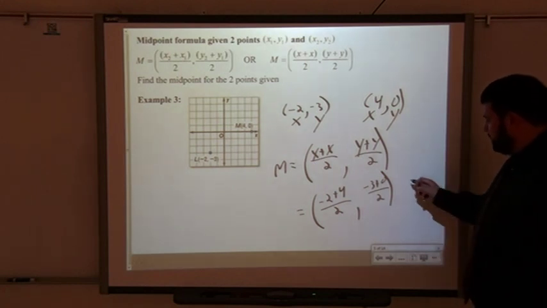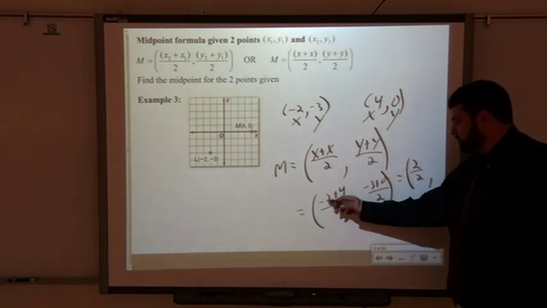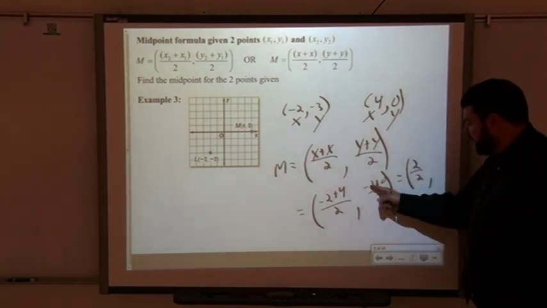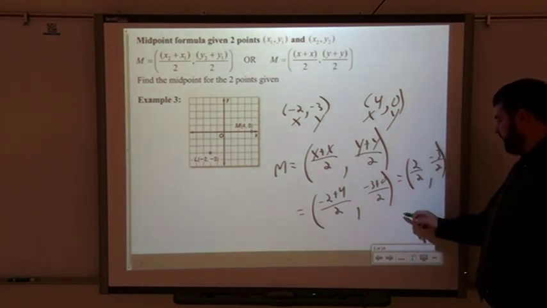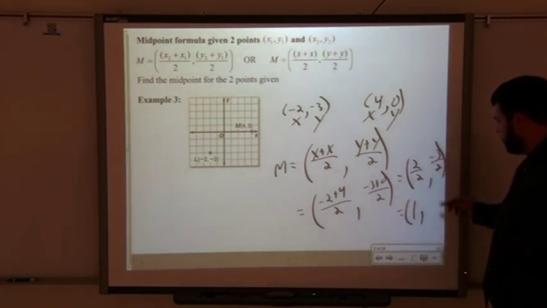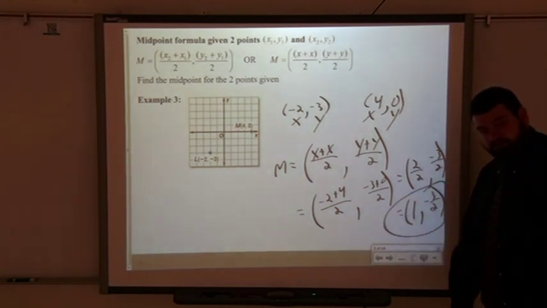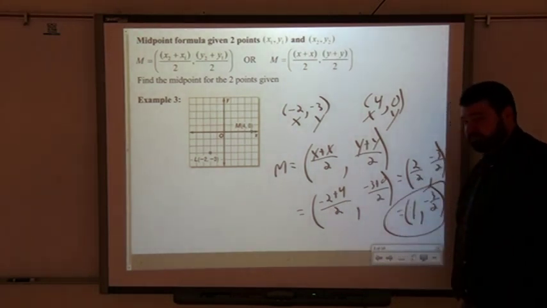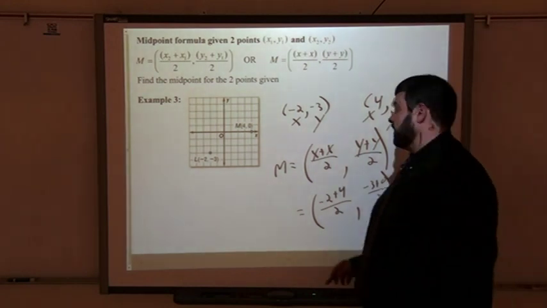Now do your math. Negative 2 plus 4 gives me a positive 2 divided by 2, because if you owe me $2 and then you have 4 in your pocket, that means you have 2 to spend because you're paying me back. Negative 3 plus 0 is negative 3 divided by 2. Negative 2 divided by 2 I know is a positive 1. And then negative 3 over 2, I'm going to leave alone. But if you want to say that's negative 1.5, that's perfectly acceptable as well. But I prefer to work in terms of fractions because I'm a math nerd like that. So 1 comma negative 3 halves.